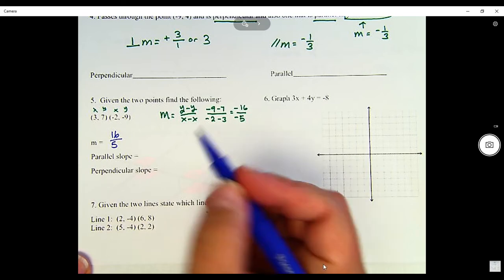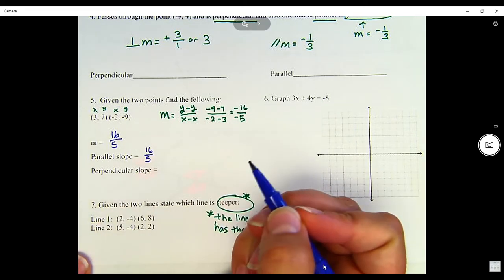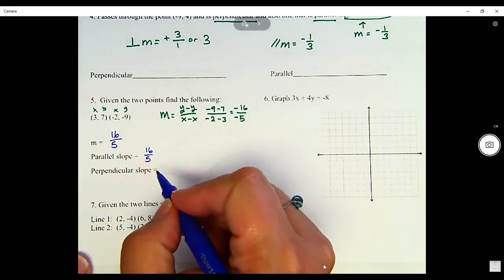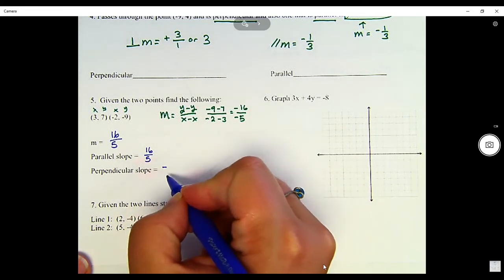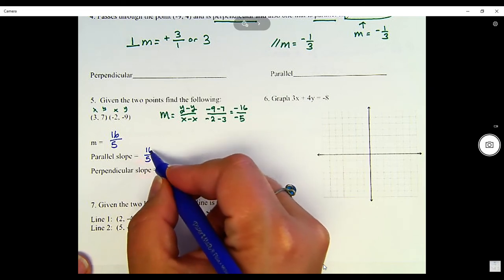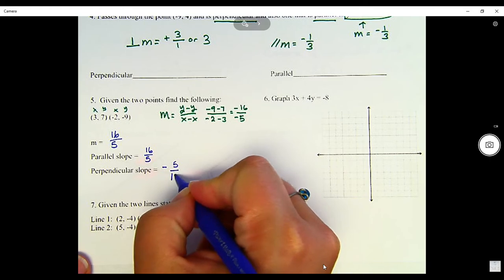A parallel slope would be the same, so 16 over 5. And a perpendicular slope is the opposite reciprocal. So opposite sign, if this is positive, then this has to be negative. And the reciprocal has to be those two numbers flipped over the fraction bar, so 5 over 16.